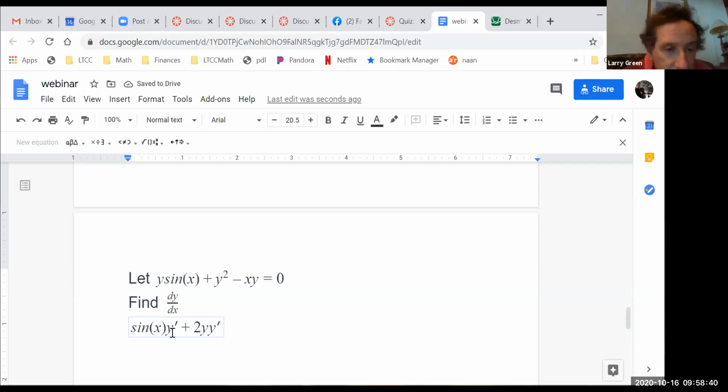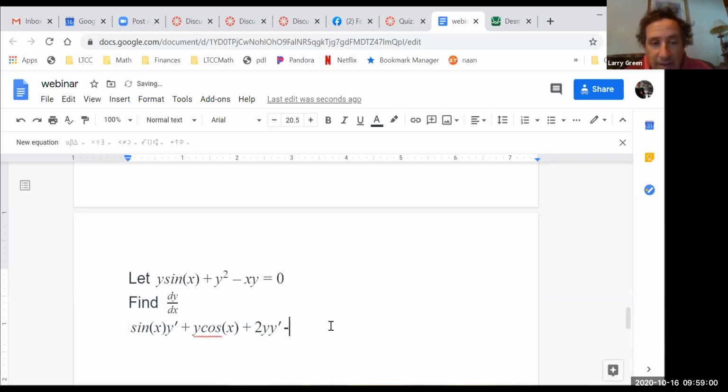And then, oh sorry, I forgot to do the plus the y times the derivative of the sine of x, which is cosine of x. And we add the 2y, y prime. And then we're going to have product rule again. The minus derivative of x is 1. So it's just y. And then a minus, and then x times the derivative of y, which is y prime. And then equals 0. Any questions?